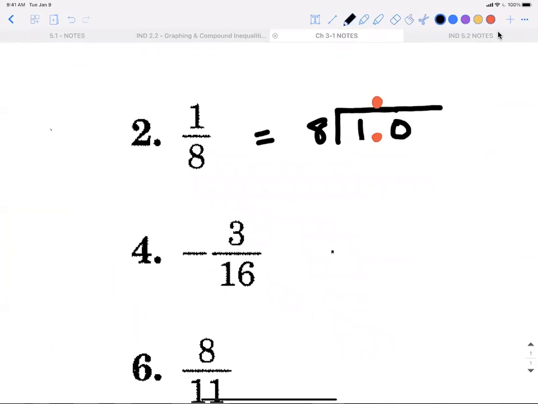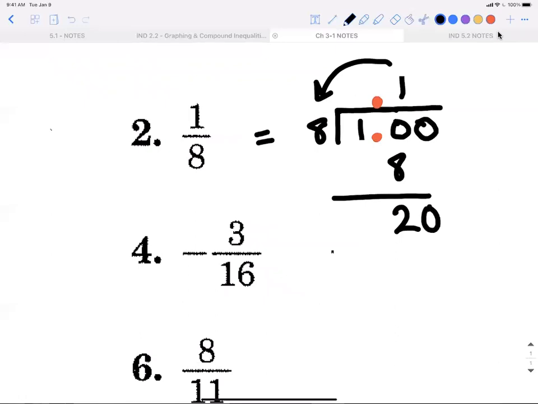Can 8 go into 10? And it can go in once, right? And then you multiply 1 times 8 and you get 8, and you subtract and you get a 2. Well, I didn't get a 0, but I also didn't get anything that's repeating. So I go ahead and keep going, and I add my 0. And now I take 8 into 20. How many times does 8 go into 20? Somebody tell me. Twice. So I'm going to put a 2 here. I'm going to multiply. 2 times 8 is 16. I'm going to subtract, and I get 4.